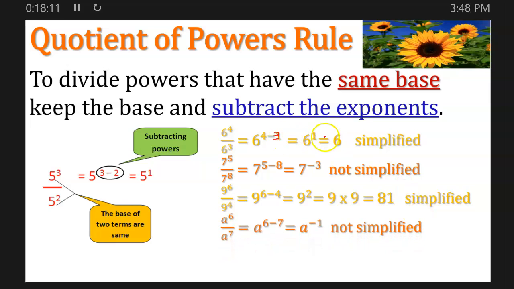And then we can use variables as well. A to the 6th power divided by a to the 7th. Again, 6 minus 7 is a negative number. So this is the answer. It's just not simplified yet. You can watch the negative property of exponents video to find out how to simplify that.